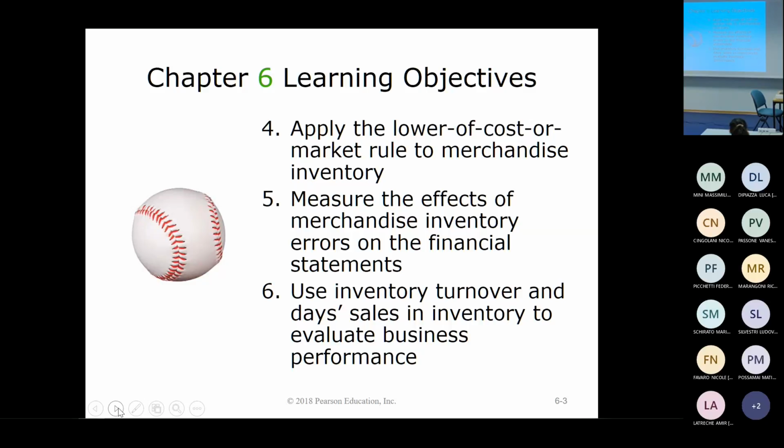Once you measure the inventory, what do you do? We need to compare the value of the inventory with the market value, and we need to apply the lower of cost or market rule. That is, we apply the cost value or the market value, whichever is lower. So this is the rule.